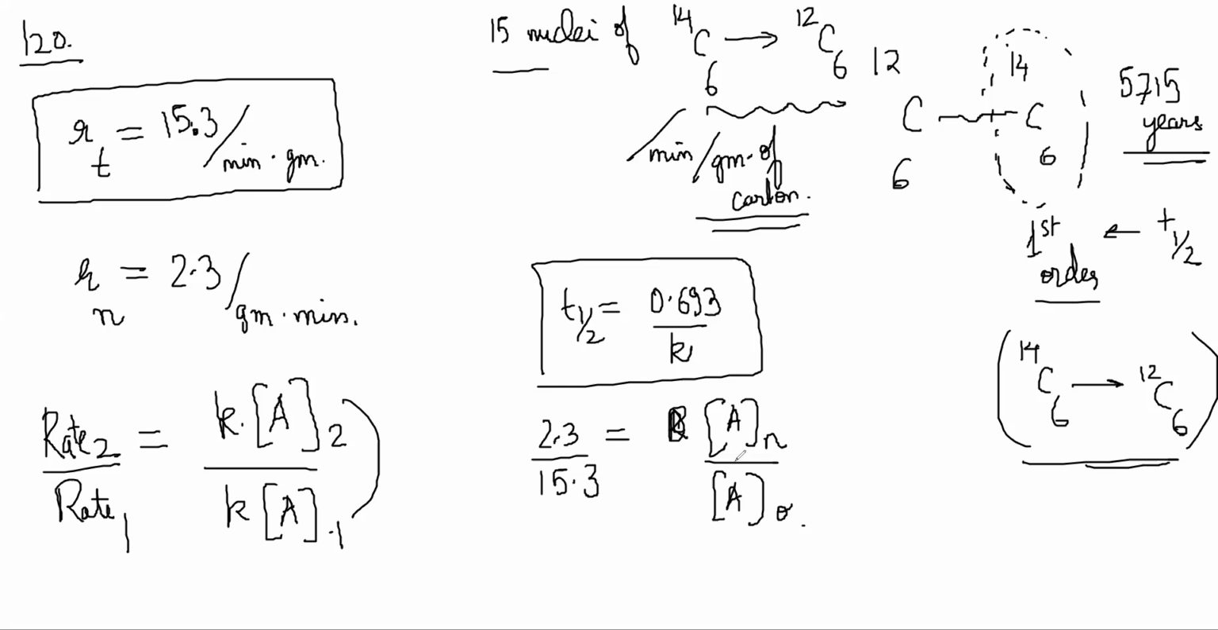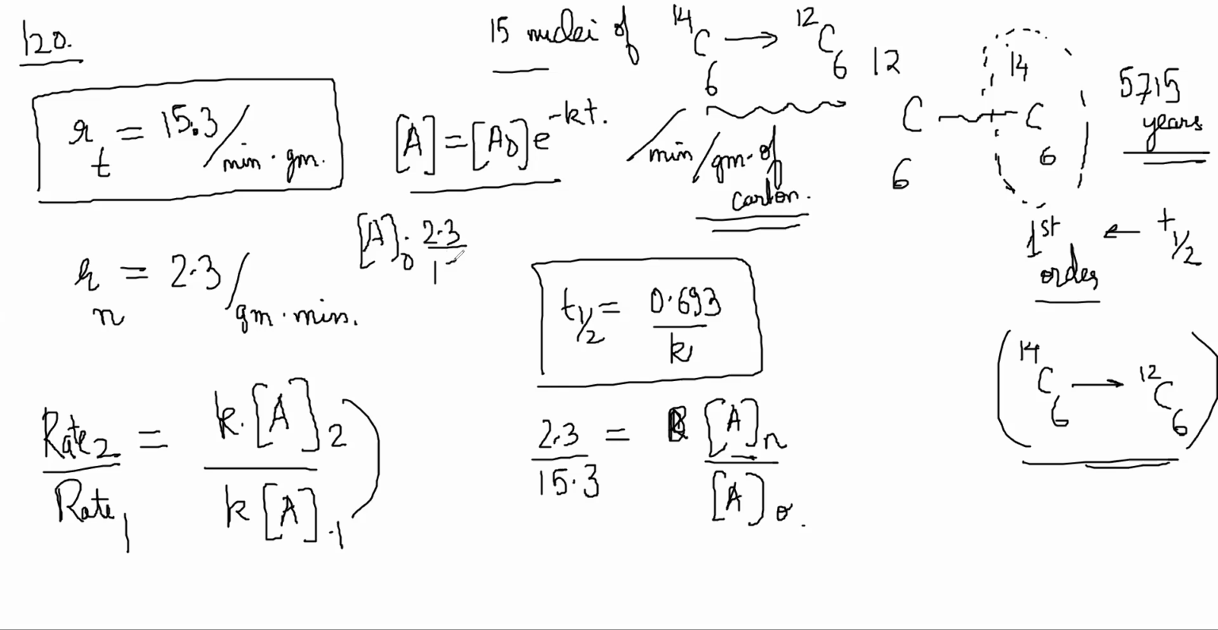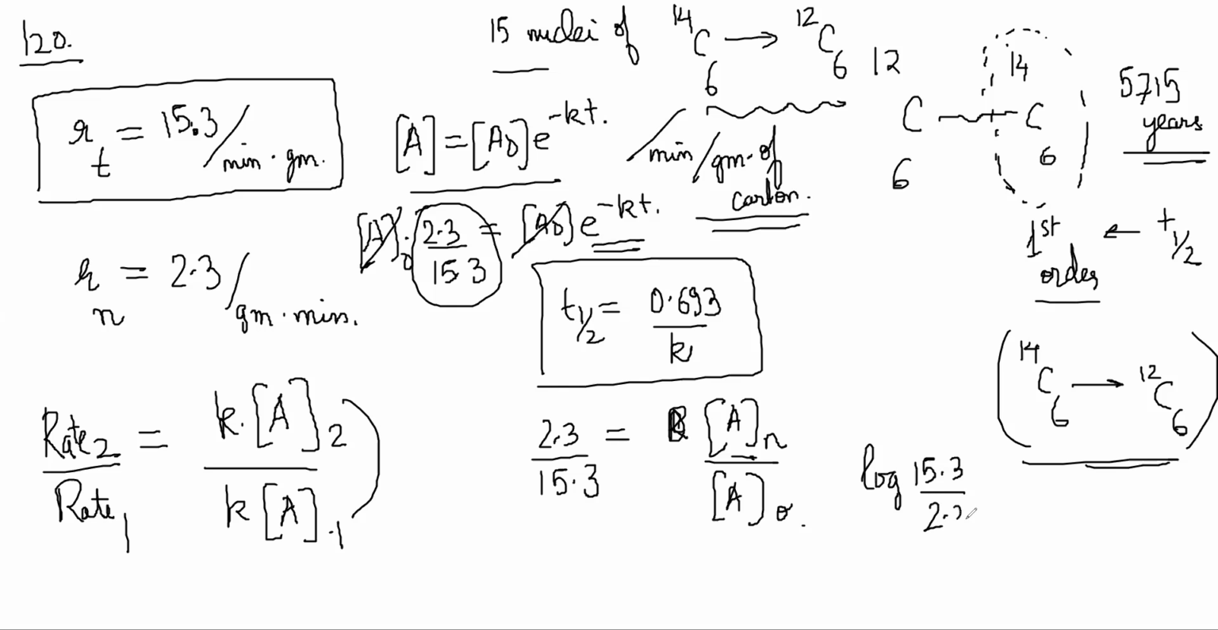So if you know this, then we can find from the first order rate law that A should be A naught e power minus kt, right? Now A is A naught into 2.3 by 15.3, which is equal to A naught into e power minus kt, right? So A naught will cancel, and you can find time from here, right? So it will be log of 15.3 by 2.3, 1 by k is equal to time, right?